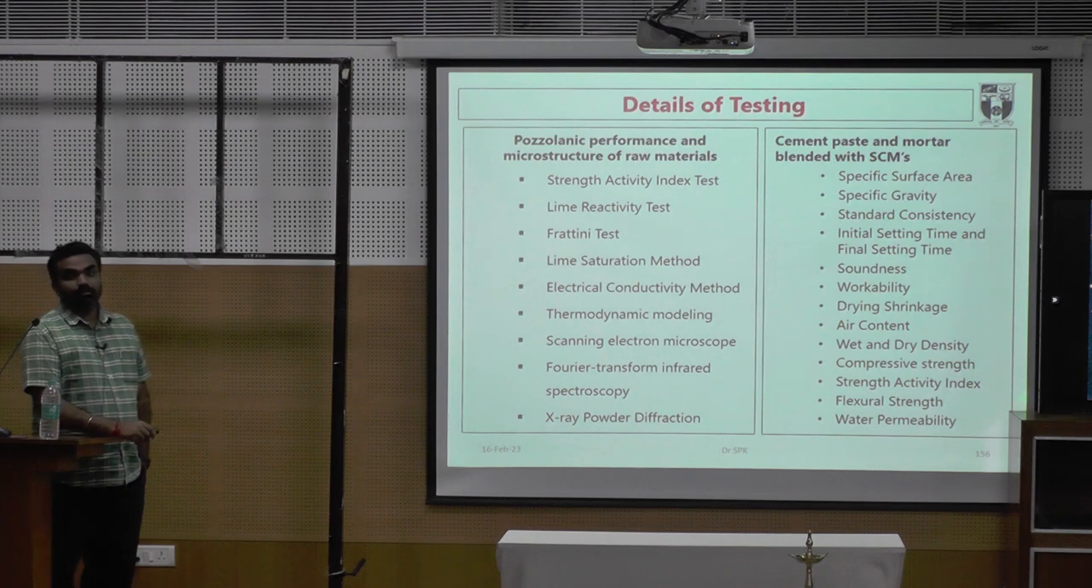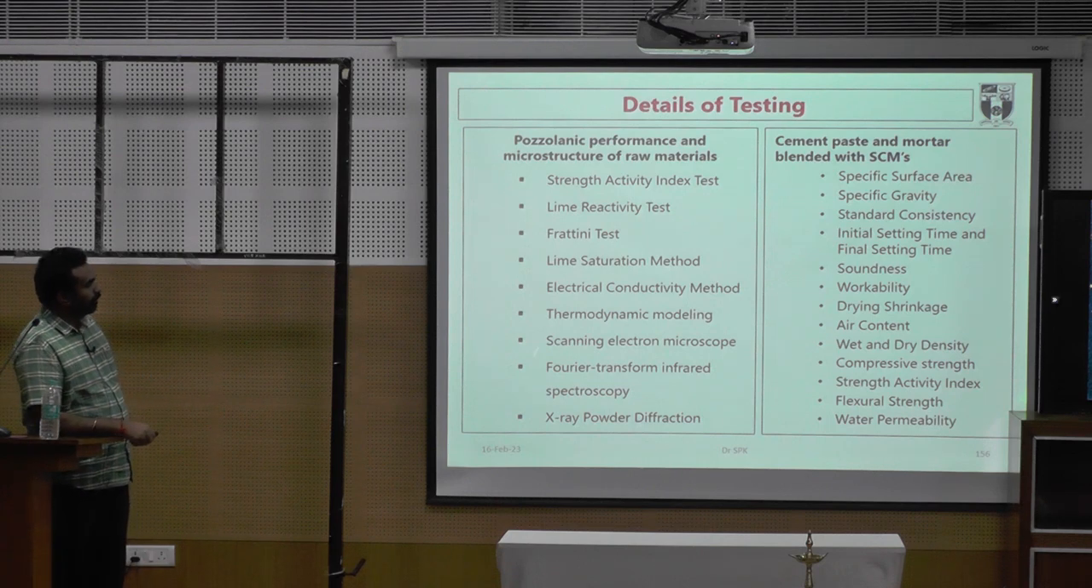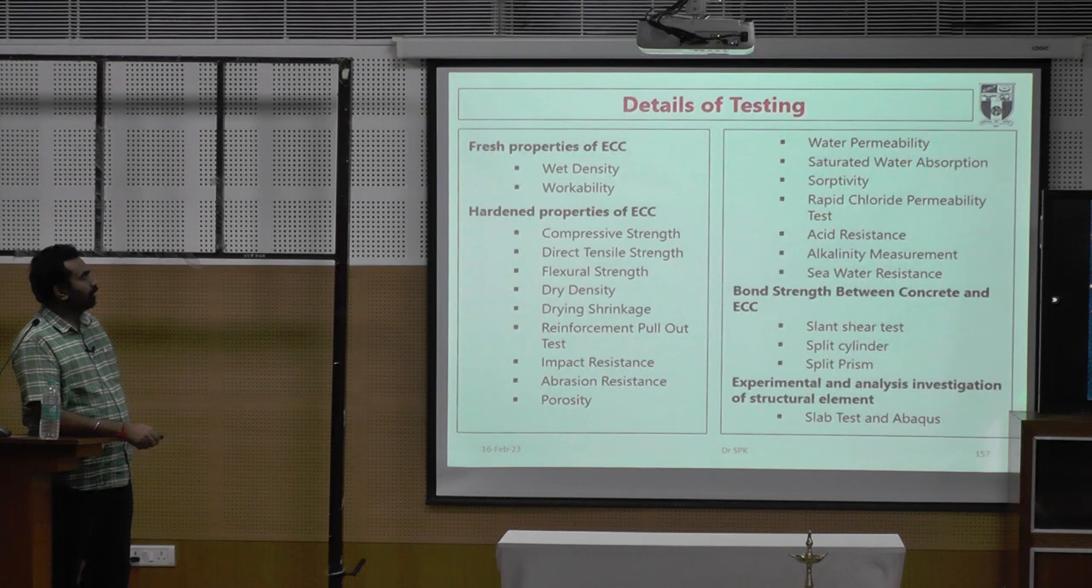So ASTM tells you that out of the 6 tests, if a material satisfies any 4 tests, then that material can be used as an alternative material. Like that, as I already pointed out, we have sophisticated equipment like XRD, AFM and other Fourier transformation instruments. So these are the general tests which we normally do.